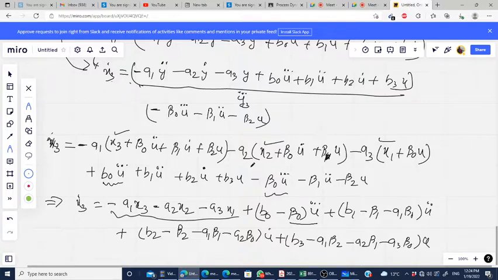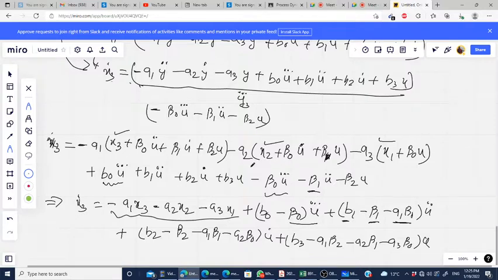The coefficient of u double dot is here: minus a1 beta naught, minus a2 beta naught, sorry, b1 is here and minus beta 1, minus beta 1, right? It is a single dot, है ना? Single dot here. Okay. Now come to the next, that is u dot.